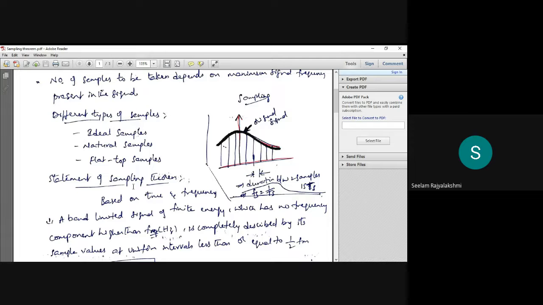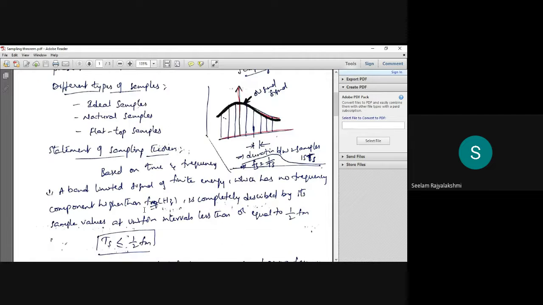Now, what is the statement of the sampling theorem? It is based on time and frequency. If we consider a band limited signal of finite energy which has no frequency component higher than fm, it is completely described by its sample values at uniform intervals less than or equal to 1 by 2 fm. That means the sampling theorem is based on time and frequency.